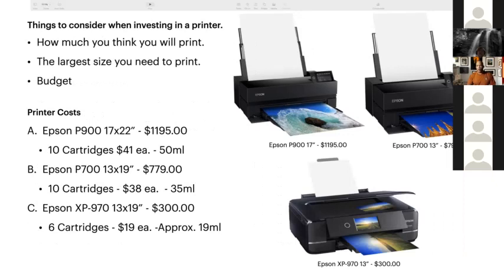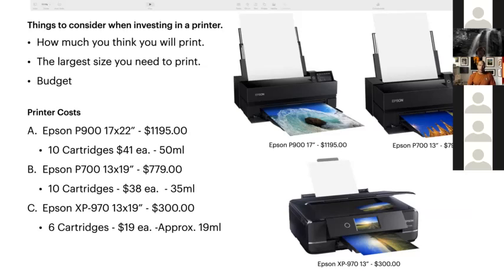Going back to the P900, as Daryl was speaking about, it basically runs for $1,200. If you have to pay tax, you're looking at $1,200 for that. The P700 is a 13-inch printer, and it's $800. And then you drop all the way down to the P970. These are all Epsons, which is $300.